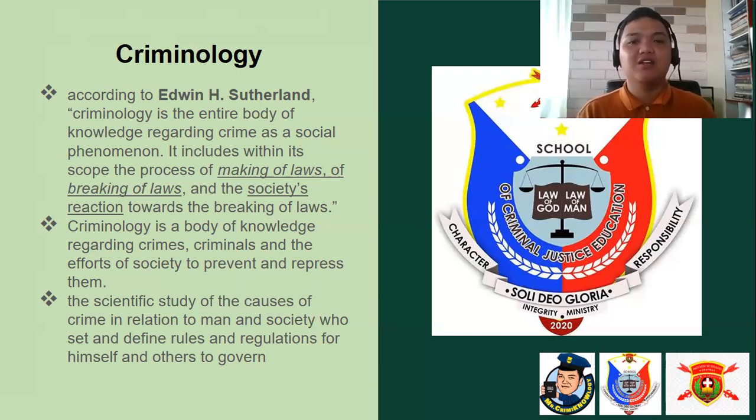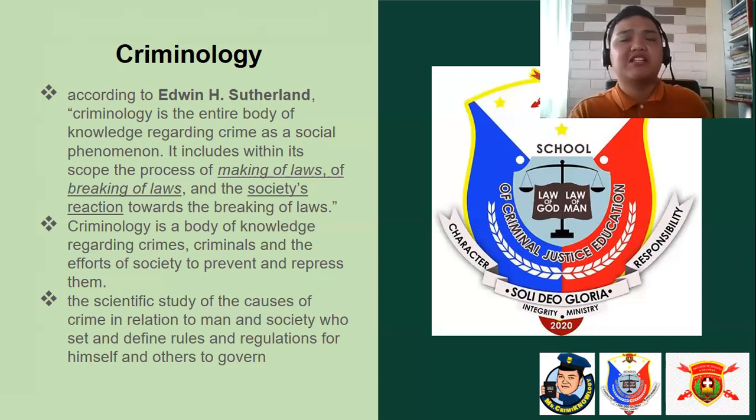And lastly, we have the society's reaction toward the breaking of law. What is the response of the society once a law is broken? We can relate these three to the scope of criminology, which we will be discussing later on. Criminology is a body of knowledge regarding crimes, criminals, and the efforts of the society to prevent and repress them.